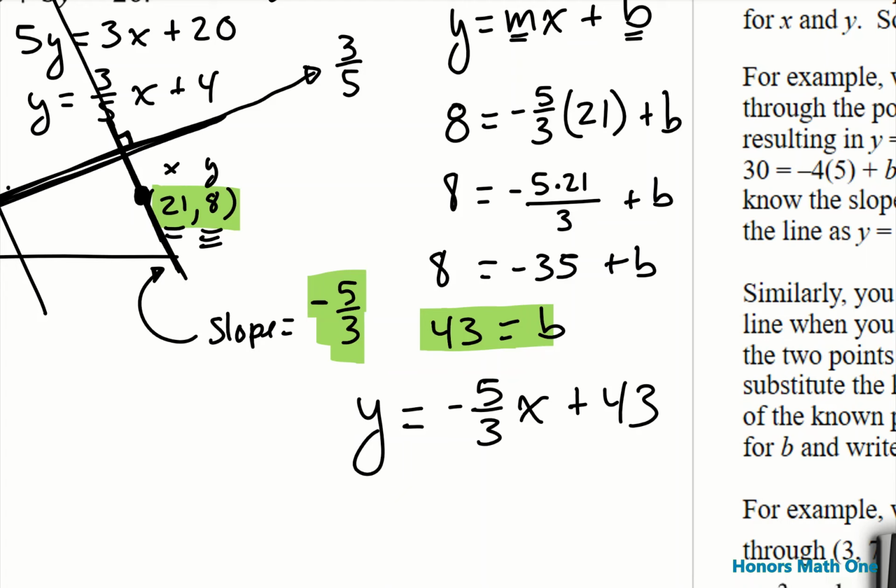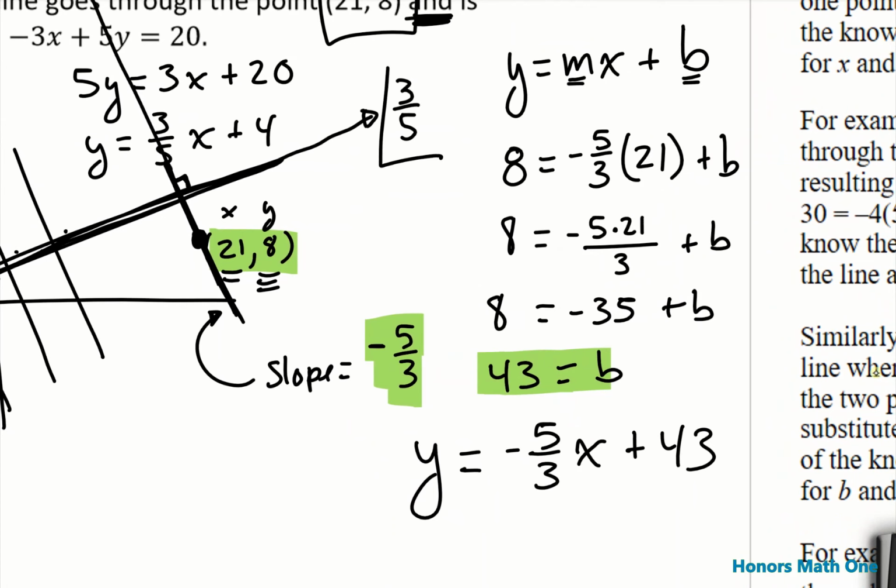The one thing I could do to kind of check this is it has to be the case that this has a slope that's opposite reciprocal to the line I was given. And you can see, yes, this slope was 3/5. This one is negative 5/3, right? So that checks. The slopes are indeed slopes that would be consistent with perpendicular lines.